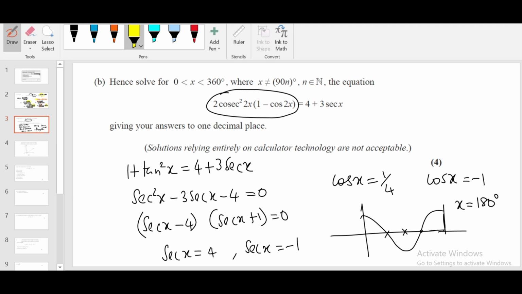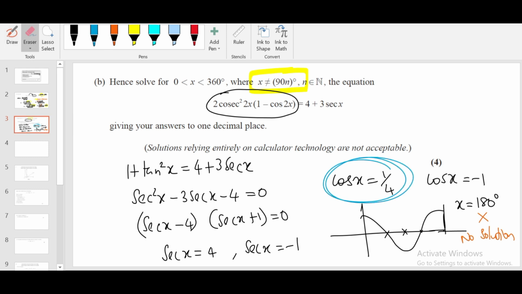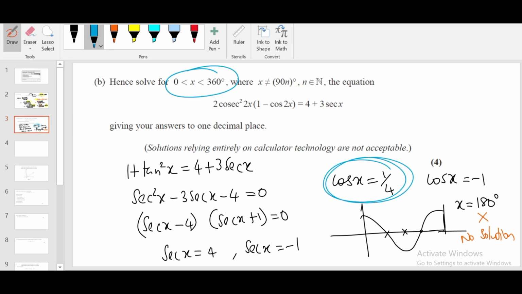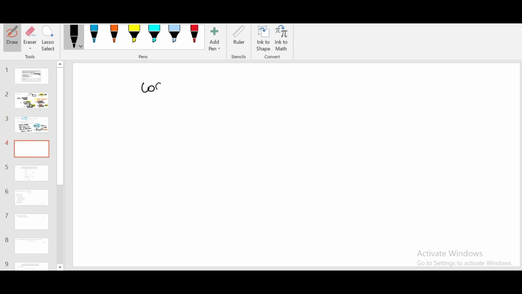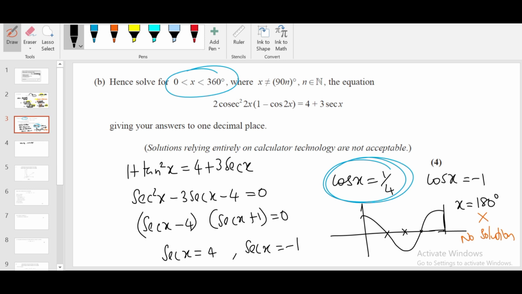But the question clearly says x is not equal to 90n. That means x cannot be a multiple of 90. So this is not a solution. So just write it as no solution. Now we need to solve this equation. Cos x is equal to 1 over 4 in this interval 0 to 360. The limit is 0 to 360. They want the answer to one decimal place.